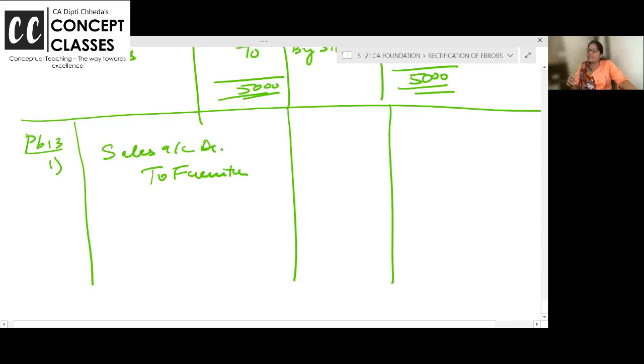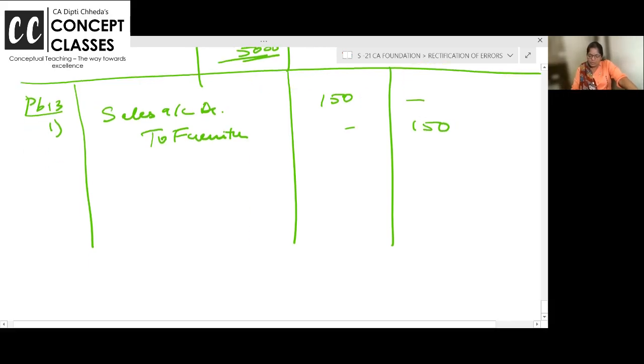In rectification of errors, what is very important is how you talk with yourself while writing the entry. Let me repeat, look at my explanation. When I am selling furniture, furniture is a real account, it is going out, credit. Sales is debit. Clear? Sales is by mistake credited, so debit. Furniture is going out, so credit. Being sale of furniture. Receipt of 500 from Ram Mohan credited to Shyam Sundar.